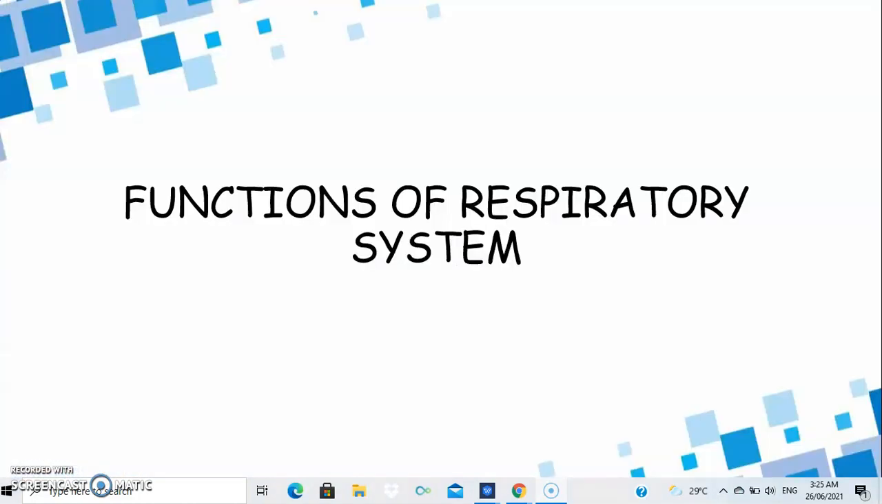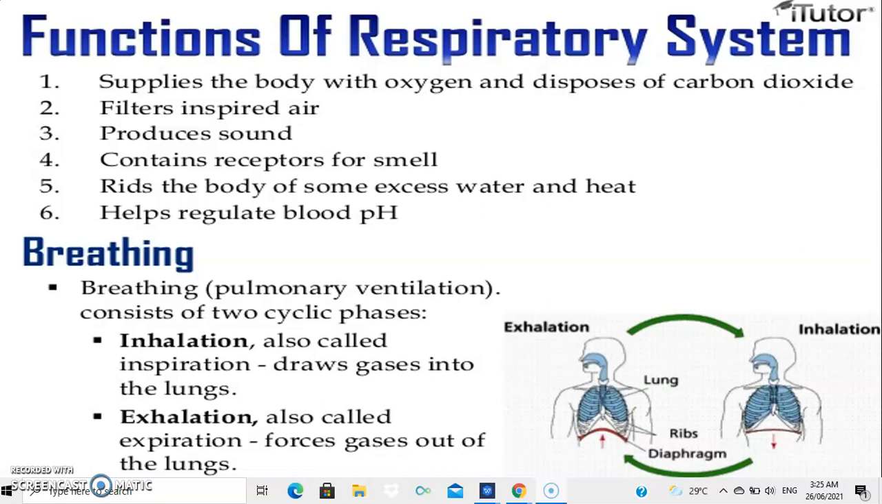Next, let us talk about the functions of the respiratory system. First, it supplies the body with oxygen and disposes of carbon dioxide. Second, it filters inspired air. Third, it produces sound. Fourth, it contains receptors for smell. Fifth, it rids the body of some excess water and heat. And lastly, it helps regulate blood pH.